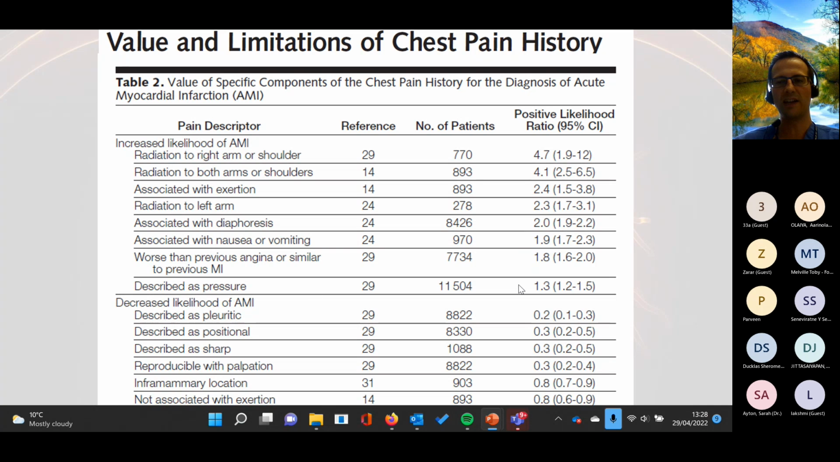Described as pressure, you see, actually that we're always asking about the character, but how useful is that compared with radiation? You can see very little utility relative to radiation, but it is of value, and always ask it. And you can see that if it's pleuritic, it makes it very unlikely that it would be ischemic. So only 20 percent of those with pleuritic pain had ischemic pain. And positional nature of it, sharp, bearing in mind what I just said about sharp, and reproducible with palpation. You can see how useful these different techniques that we use are.